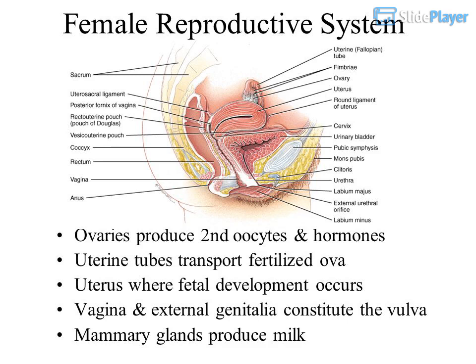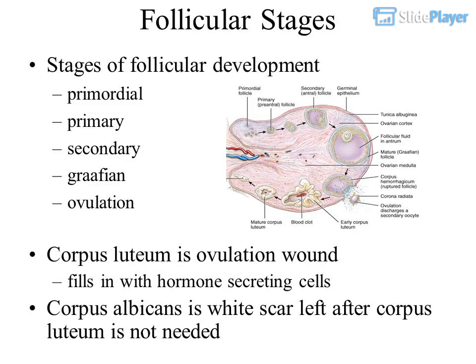Mammary glands produce milk. Stages of follicular development: primordial, primary, secondary, Graafian, ovulation. The corpus luteum is the ovulation wound, which fills in with hormone-secreting cells. The corpus albicans is the white scar left after the corpus luteum is no longer needed.